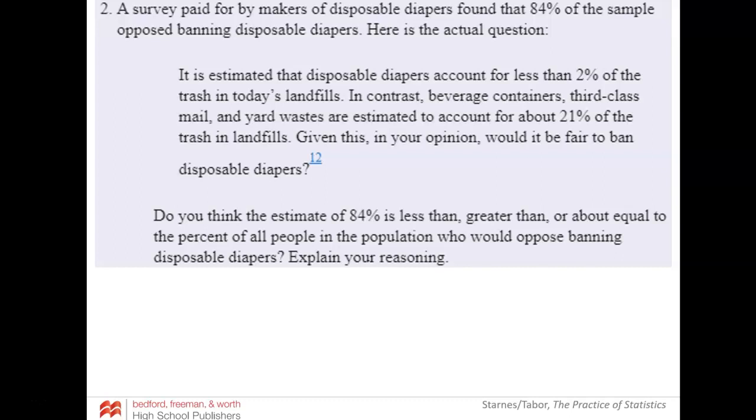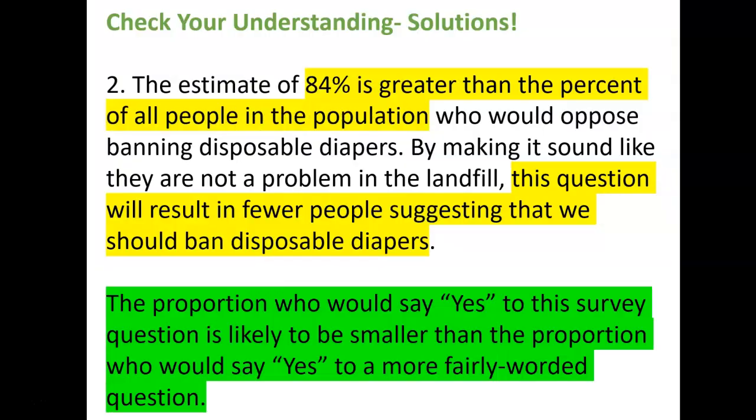So, do you think that 84% is less than, greater than, or equal to the percent of people in the whole population who actually oppose banning disposable diapers? And explain your reasoning. So, this is where, if it was an AP question, you got to be real careful how you answer this because people will choose in their brain it makes sense. When they write it down, it doesn't make sense. So, the 84% is greater than the percent of all people in the population who would actually oppose banning disposable diapers.